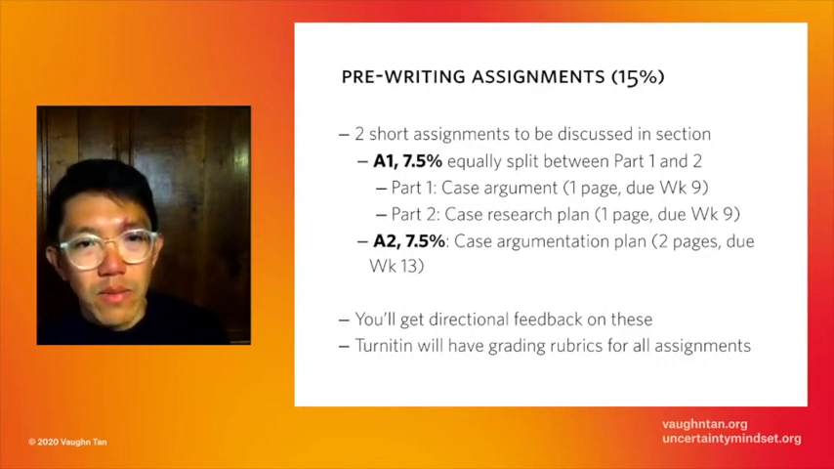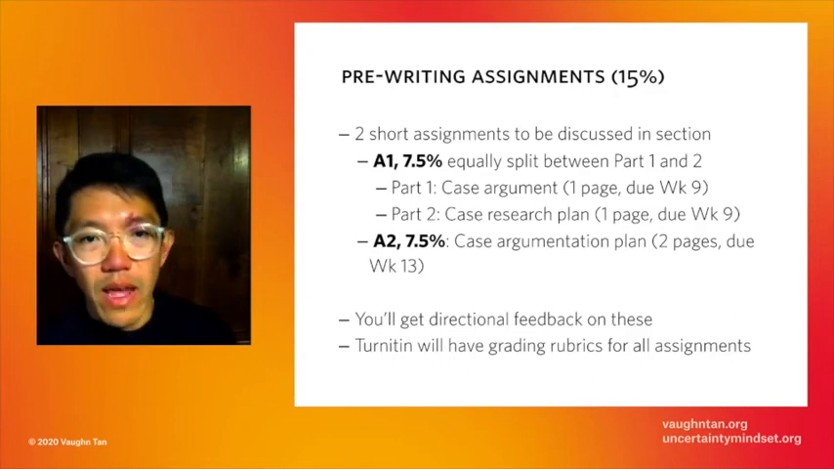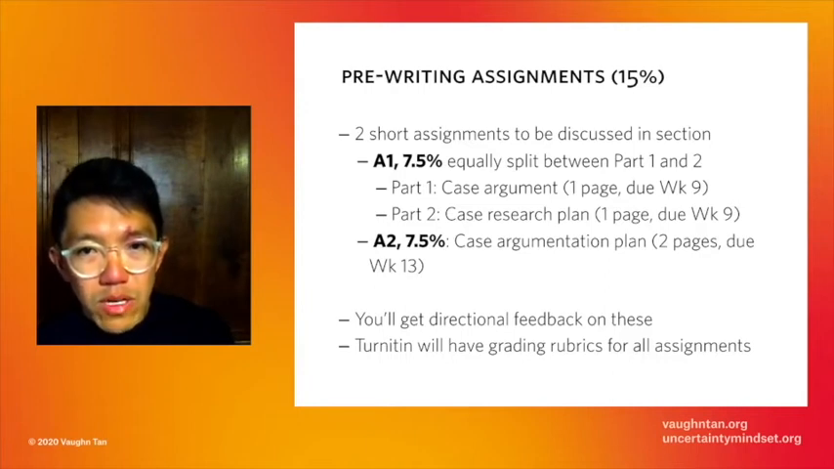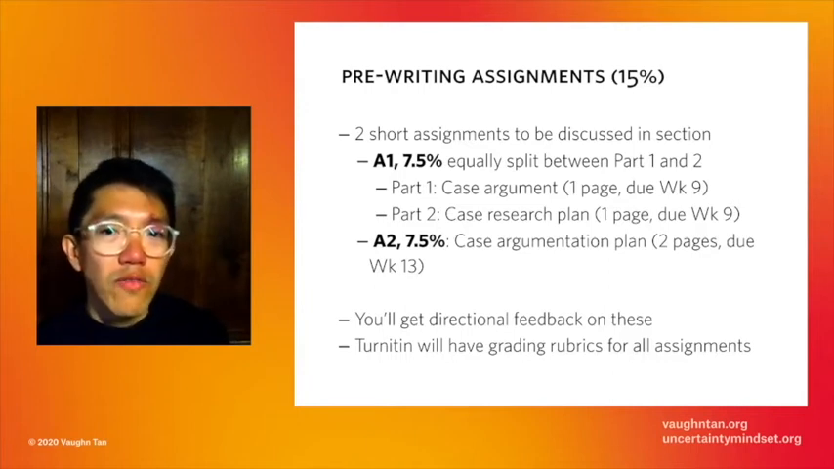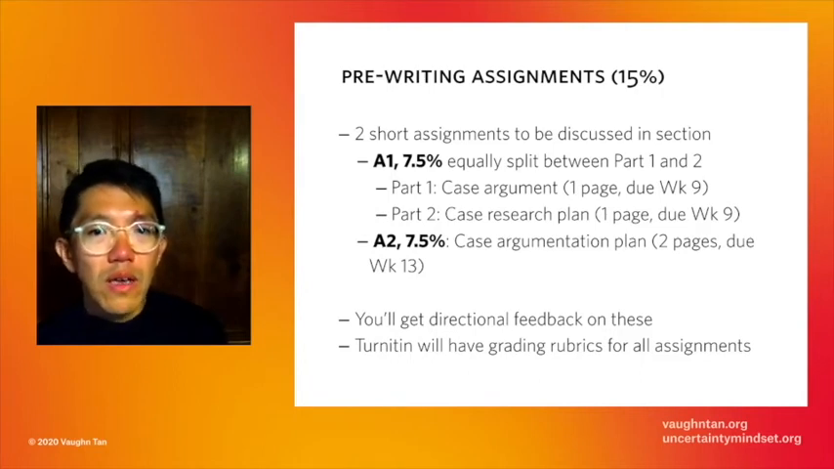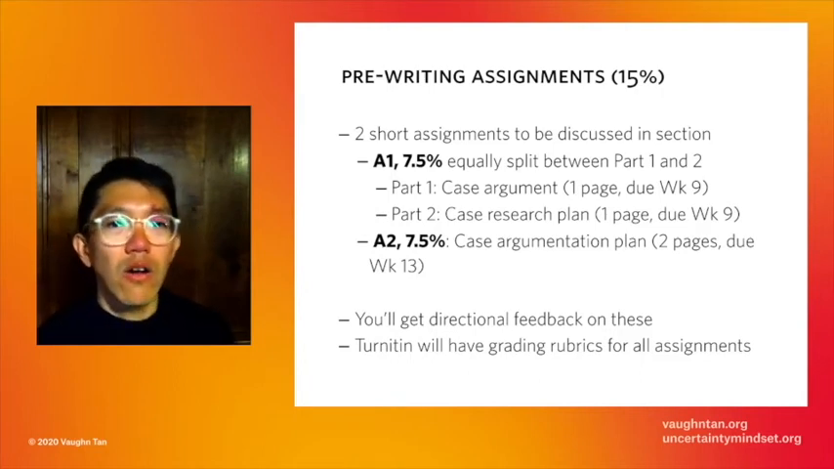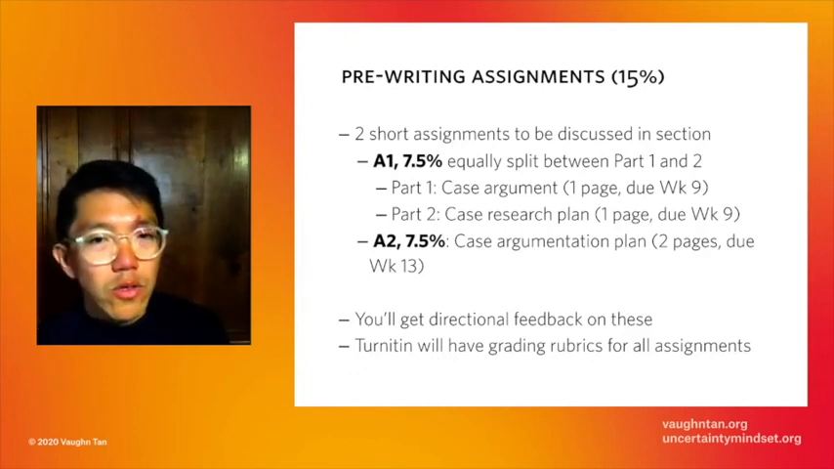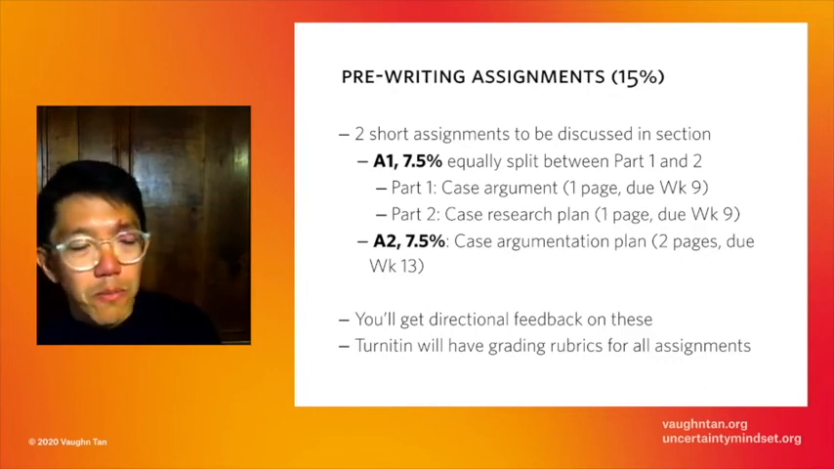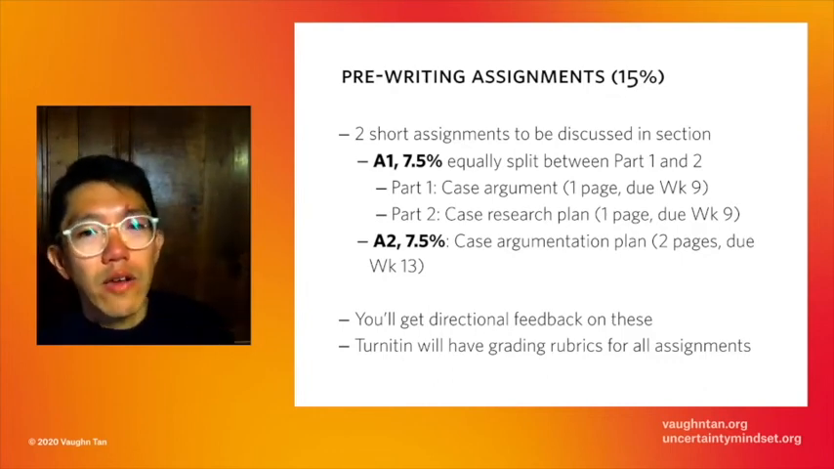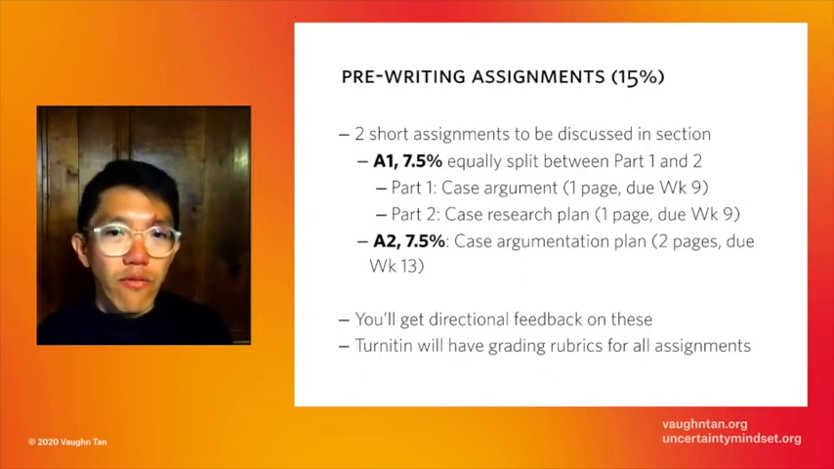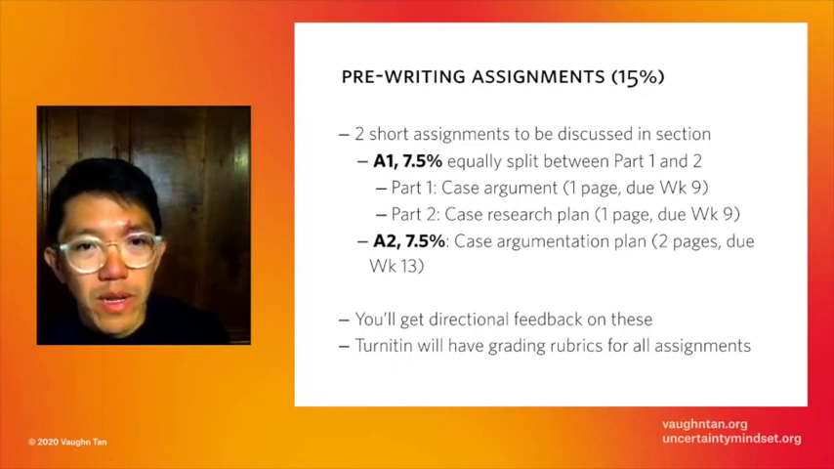Now the second pre-writing assignment is assignment A2, which is 7.5% as well. This is a case argumentation plan. This is due in week 13 and it's 2 pages long. You should have spent the intervening time between week 9 and week 13, with the case argument and the case research plan done, doing some research and thinking about what you're going to write about. By the time week 13 rolls around, you should have a clearer idea of where you're trying to go, what argument you're trying to make. And you should be able to lay out that argument in a summary form over 2 pages. And that's what pre-writing assignment A2 is.